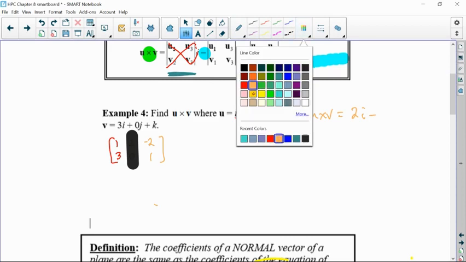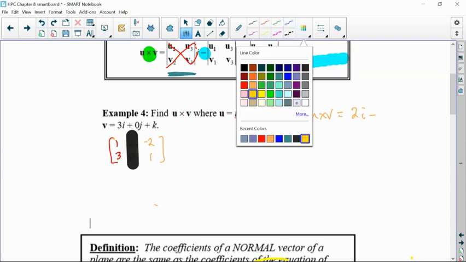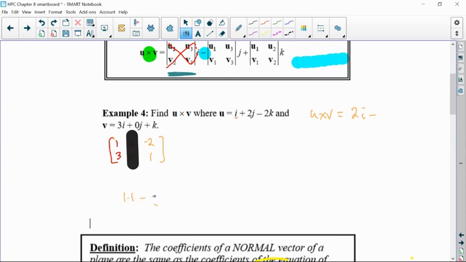Maybe pick yellow-ish. 1 times 1 minus -2 times 3. So that's 1 basically minus -6, which is equal to 7. But remember, it is its opposite value. So since 7 was the determinant, I know it's an opposite of 7 there.